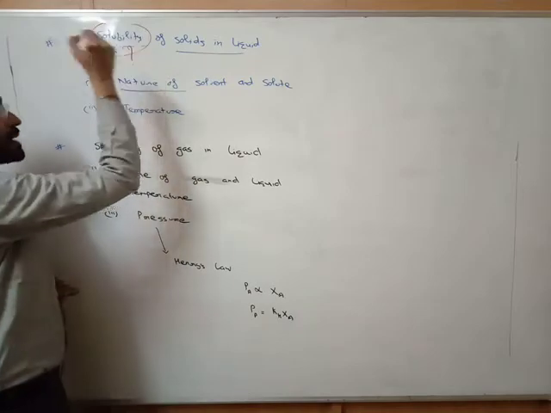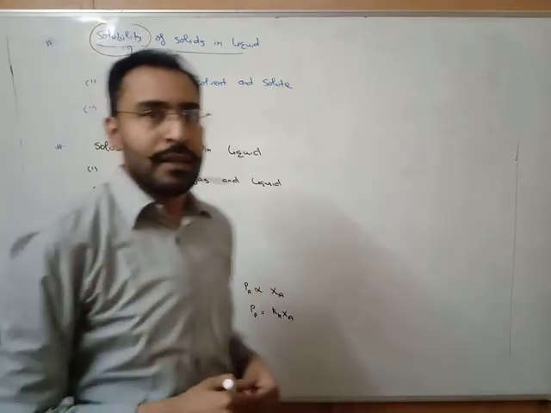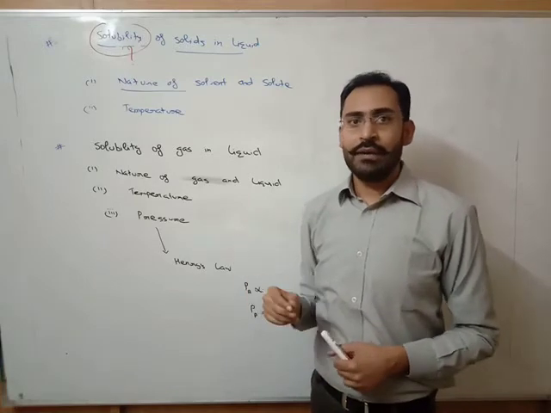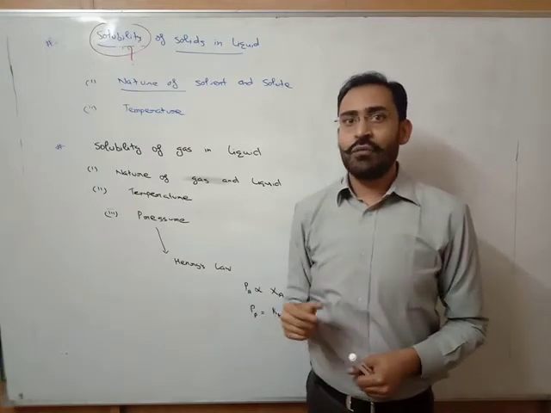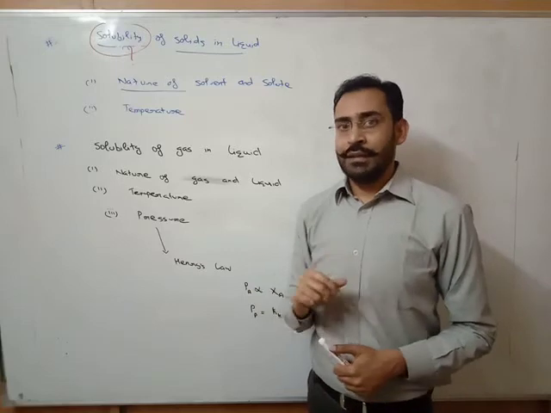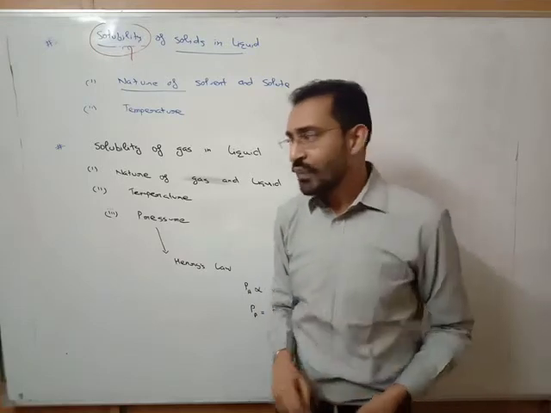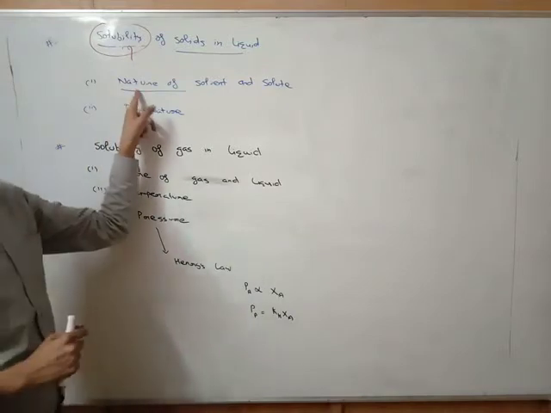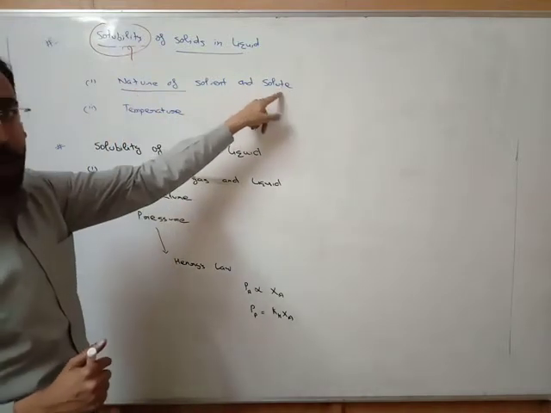Solubility is the maximum amount of solute in grams which can be dissolved in 100 gram of solvent at the given temperature to form a saturated solution. That is solubility. Now, solubility of solid depends upon number one, nature of solvent and solute.